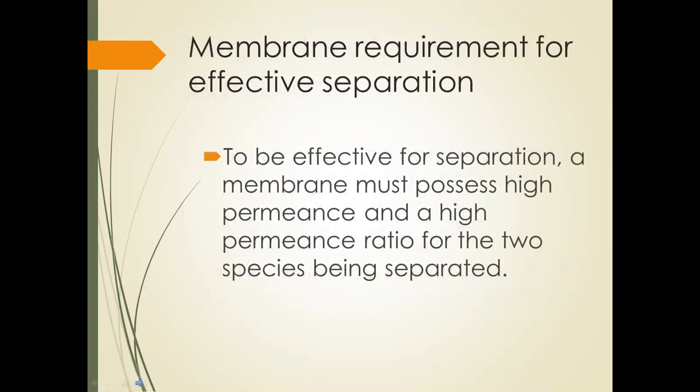Membrane requirement for effective separation. For effective separation, a membrane must possess high permeance and a high permeance ratio for the two species being separated. So in terms of the membrane requirements, it should have high permeance. In terms of the two species to be separated, they have to have high permeance ratio.